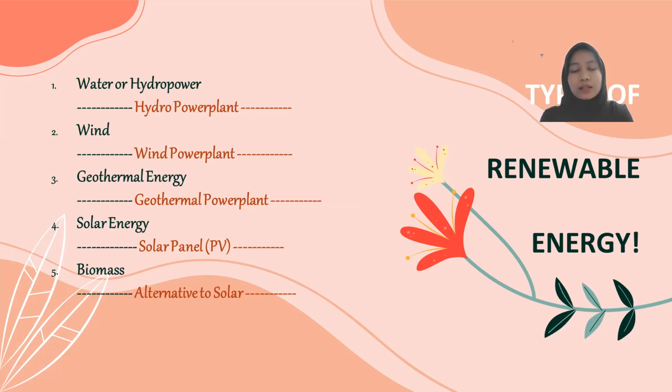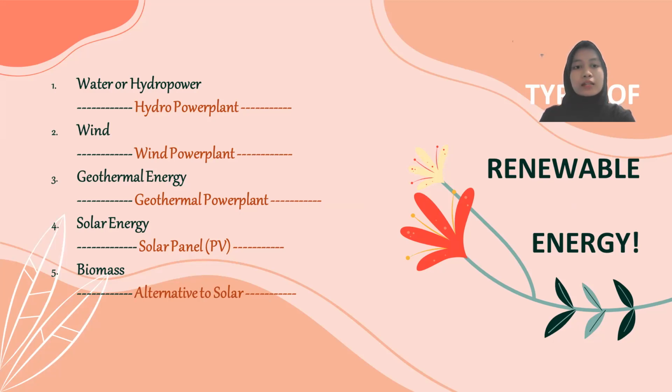And the fourth is solar energy. The utilization of solar energy is solar panels, or we can say photovoltaic. Solar energy is energy from the sun that is converted into thermal or electrical energy.